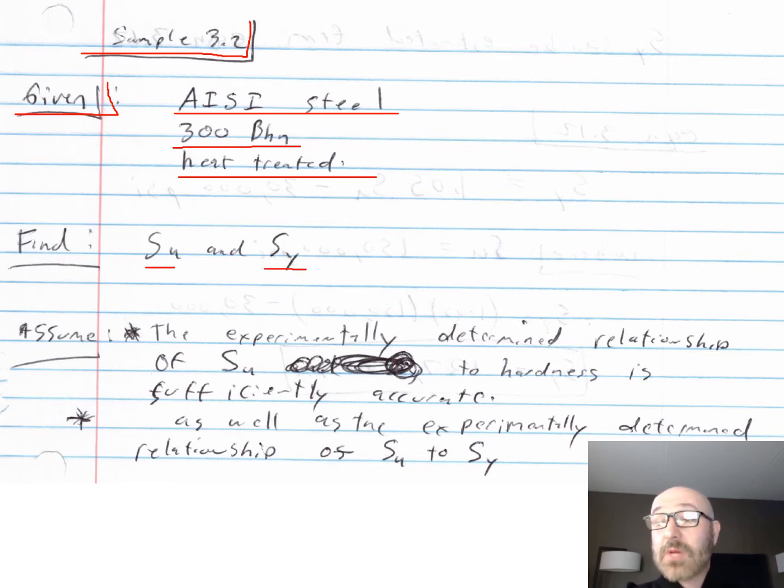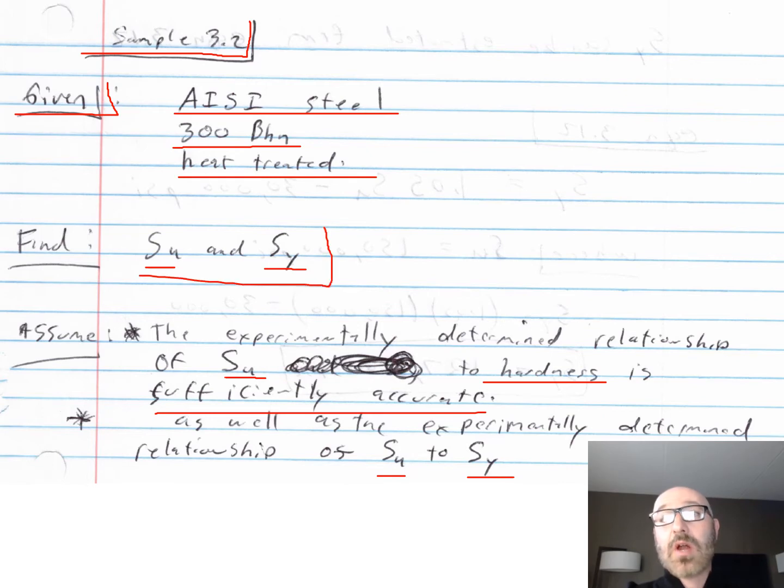So what assumptions can we make from this? We can assume that the experimentally determined relationship of SU to hardness is sufficiently accurate, so we can use that, as well as the fact that the experimentally determined relationship of SU to SY is sufficiently accurate as well. Now we have the information, we made our assumptions, and we know what we're looking for. Our next step is to begin our solution and take a look at our governing equations.